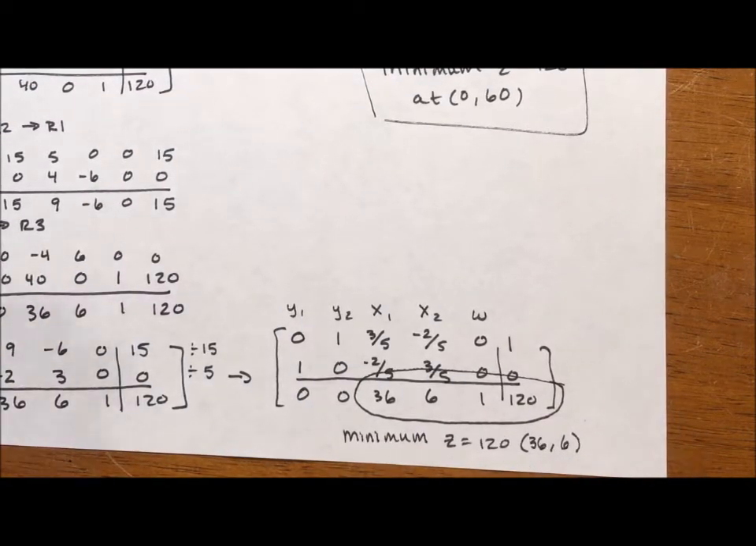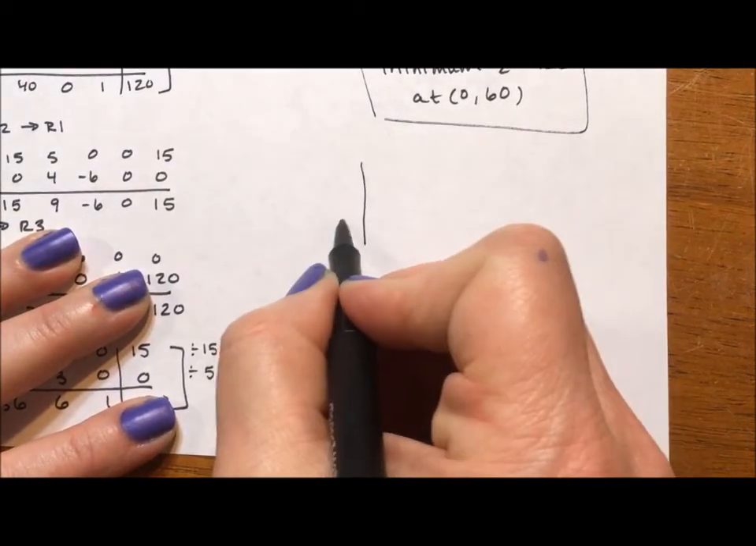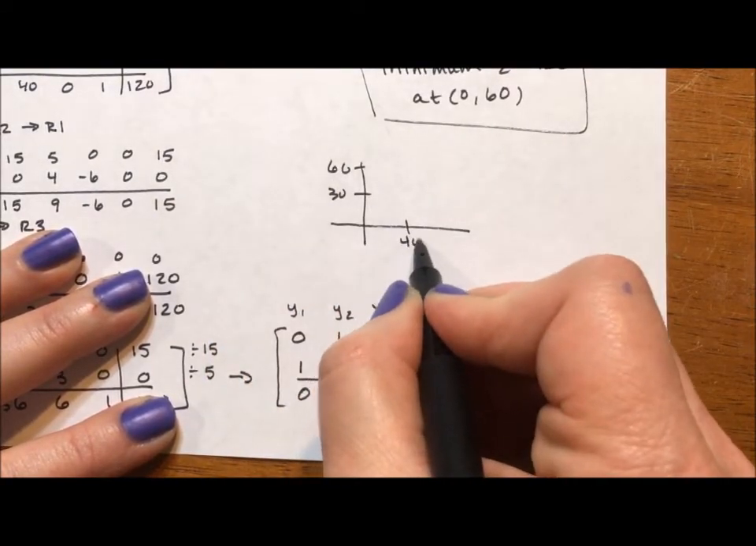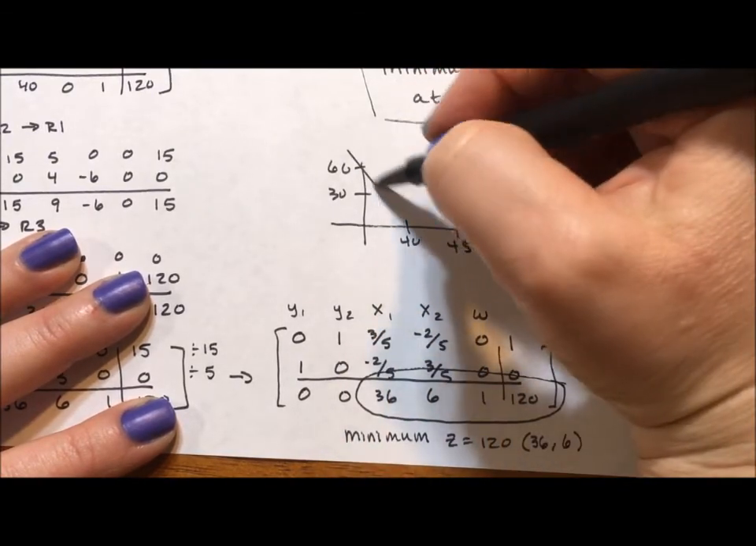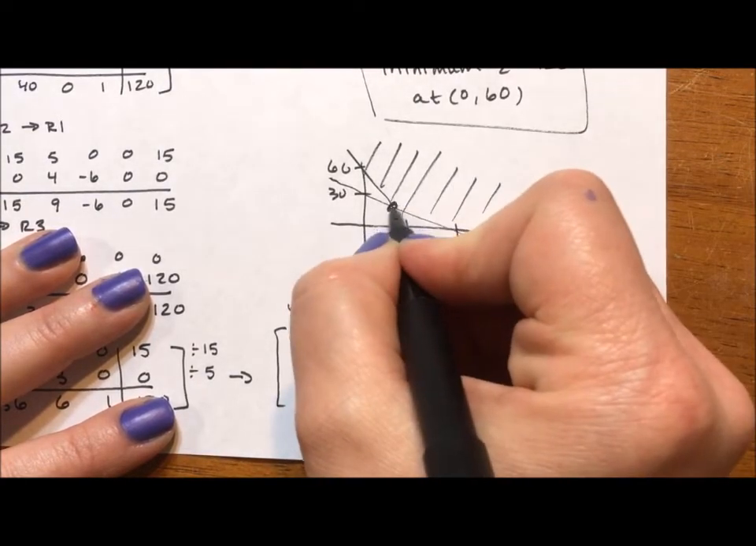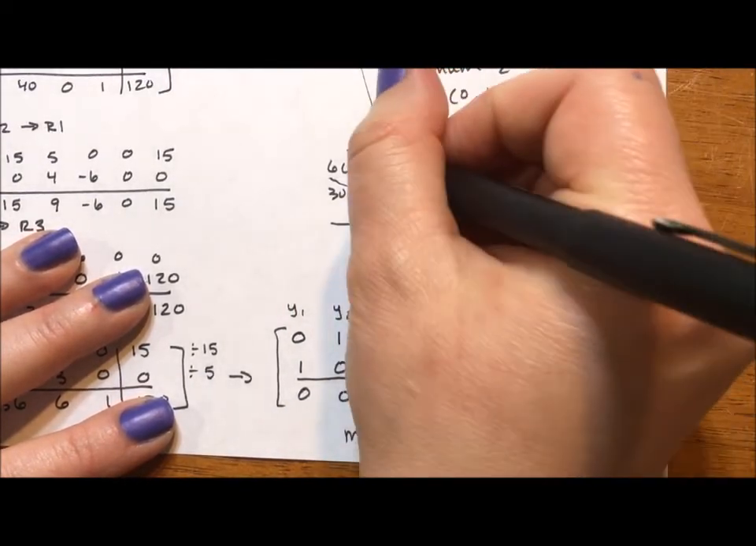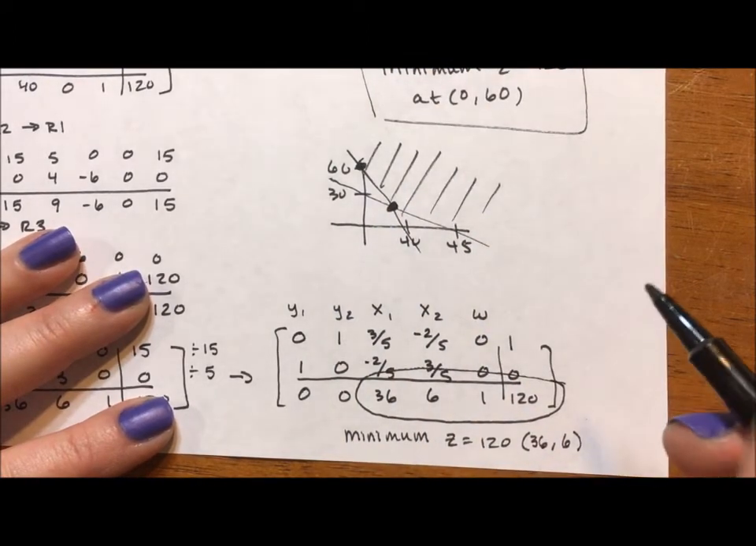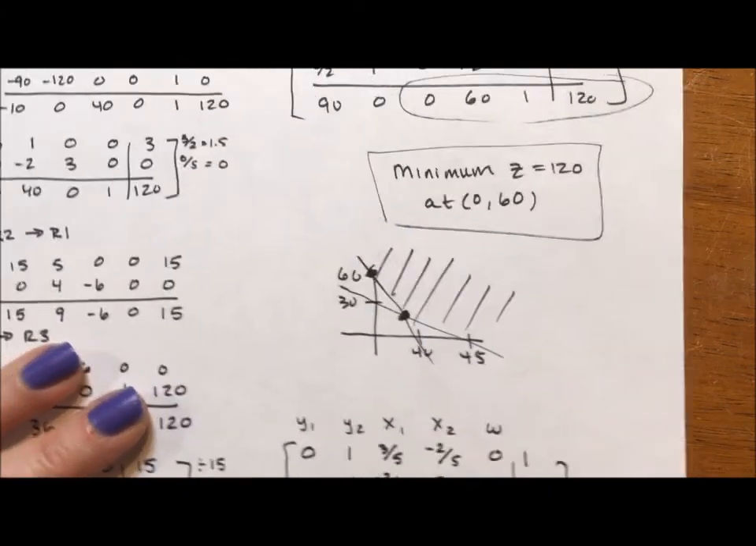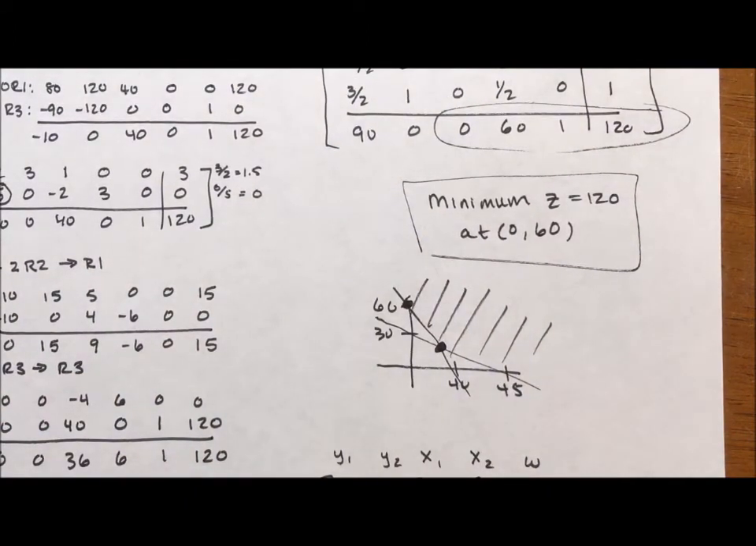What's happening is both of the minimums were 120. If we were to graph this out and get our 30 and 60 and 40 and 45 and look at the geometric solution, this answer, which is 36, 6, and this answer, which is 0, 60, both give the answer of 120. So there are two ways to solve this. There are two answers to get, but at the end of the day, they actually give the same answer. They are giving different intercept answers that are possible.